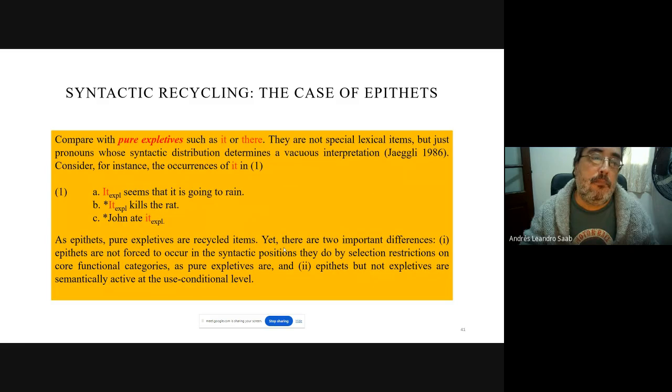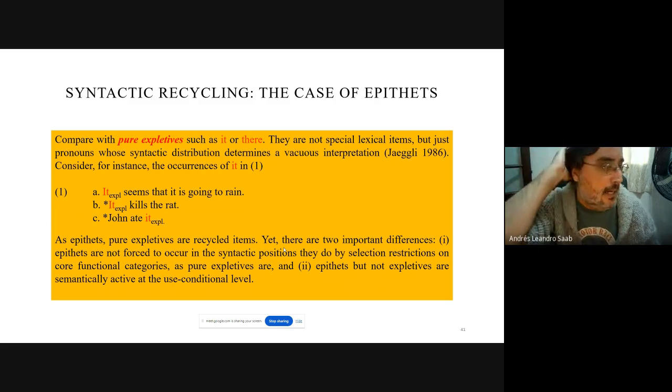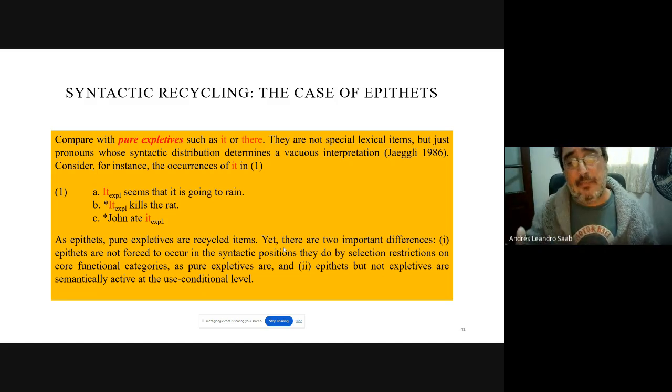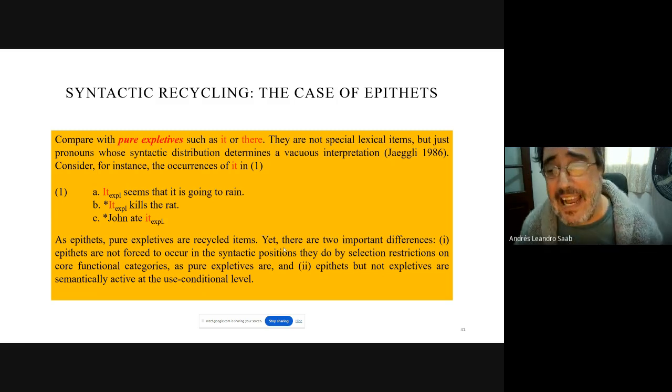Okay. Compared with, and I'm claiming here, this is not my claim, this is something that people working on expressives have been claiming, that some expressives are kind of expletives, okay? But compared with pure expletives, such as "it" or "there", the idea is the same. They are not a special lexical item, but just a pronoun whose syntactic distribution determines a vacuous interpretation.